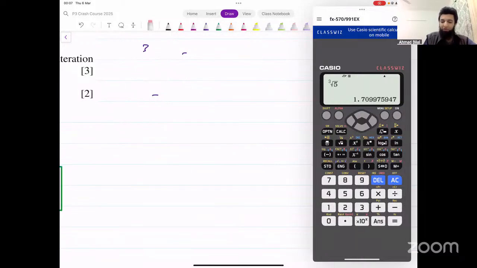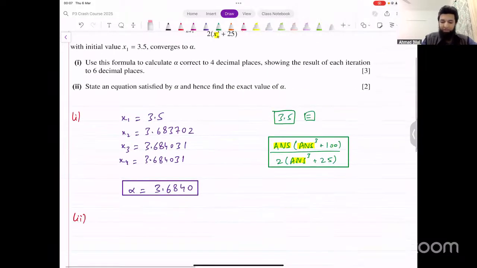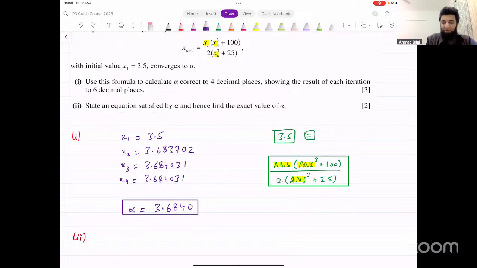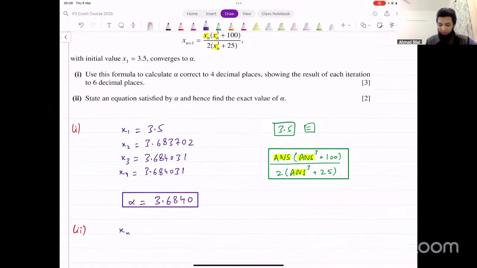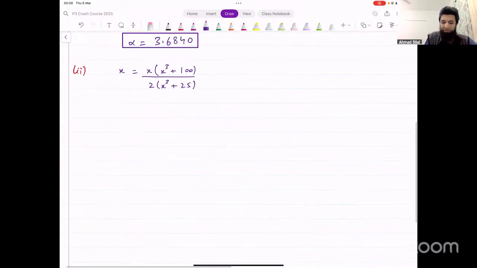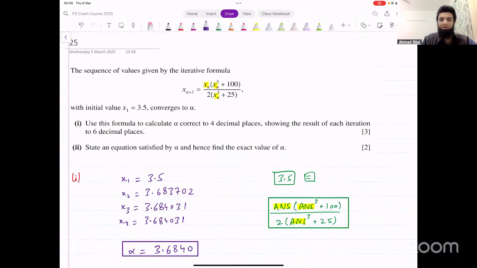Now how can we do that? They have given us a hint there. State an equation satisfied by alpha. This is an iterative formula. Which equation does this iterative formula correspond to? How do you find the equation corresponding to this iterative formula? All you have to do is just remove n plus 1 and n from this. What would that be? x equals x into x cubed plus 100 divided by 2 into x cubed plus 25. That's the equation satisfied by alpha. This is the equation that iterative formula corresponds to.